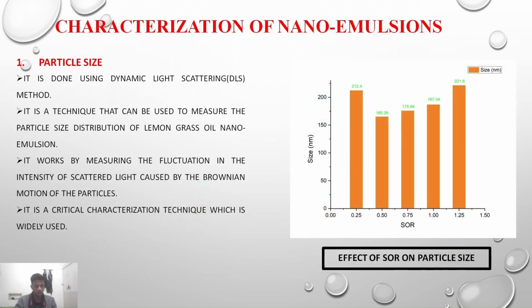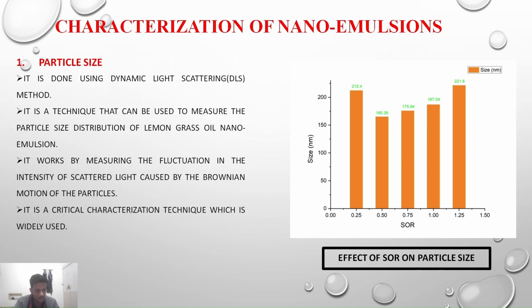After that, what results did we get? The characterization of the nanoemulsion that was done starts with particle size. First we'll see the particle size. It is measured using the dynamic light scattering method, that is the DLS method. It is a technique that can be used to measure the particle size distribution of the lemongrass oil nanoemulsion.